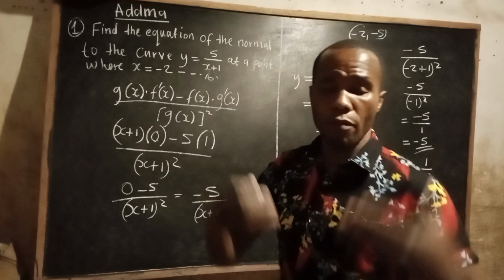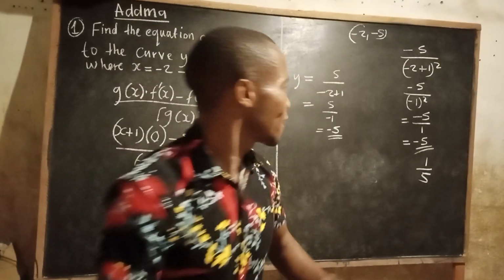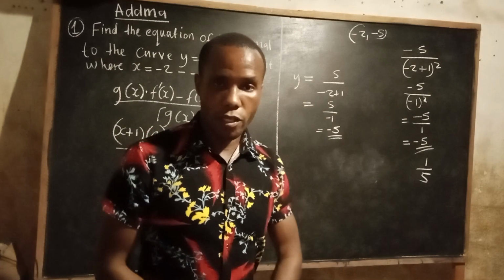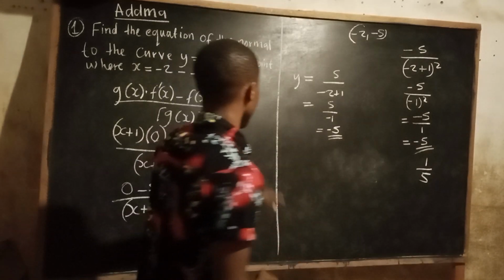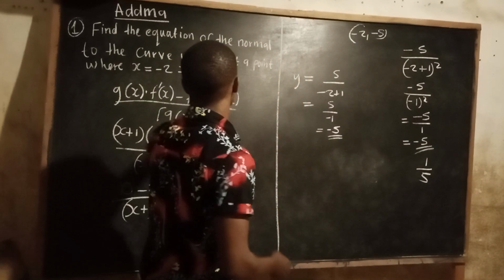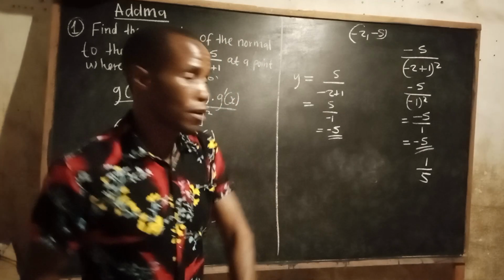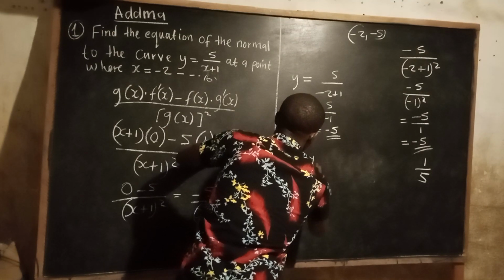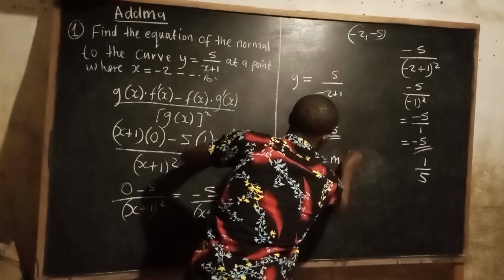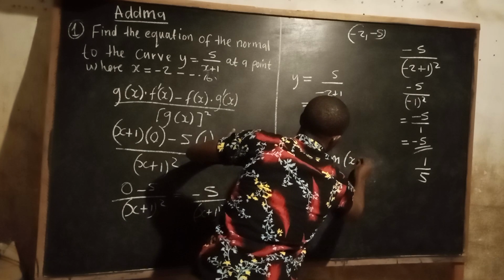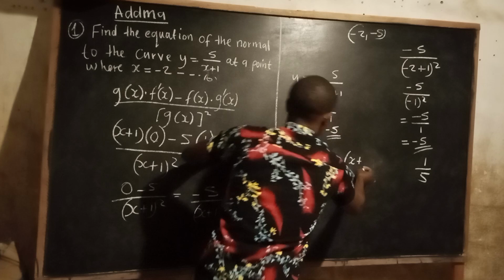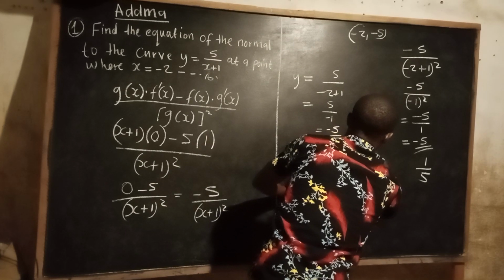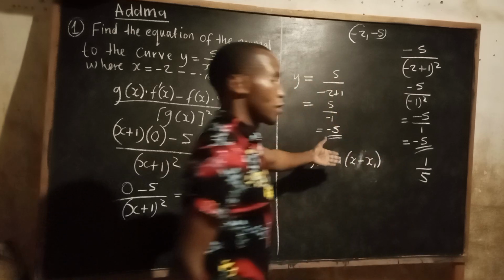So now let us apply the formula, the gradient point form for the straight line equation. That is the one we are going to apply here, because the norm which they are asking us to find here is a straight line. So we are going to say y minus y1 equals m, open bracket, x minus x1, close bracket. So this is what we are going to do.